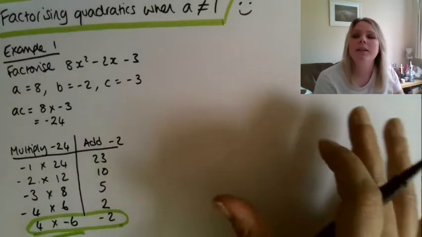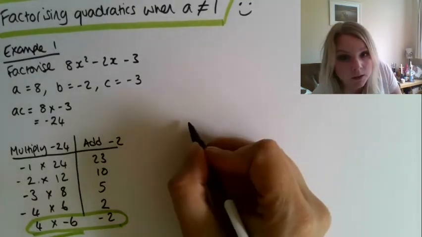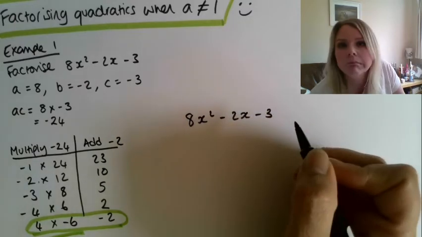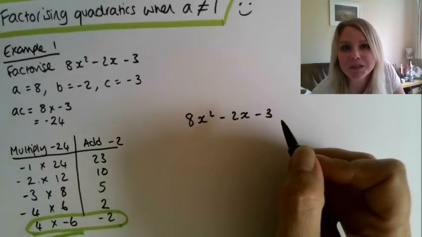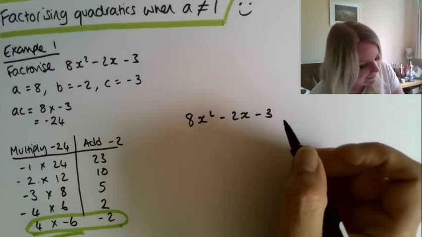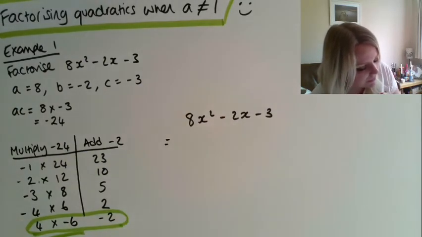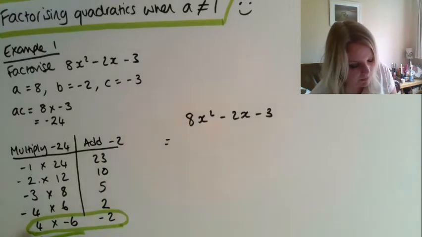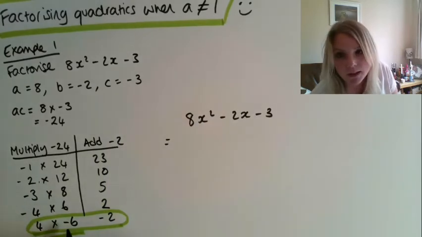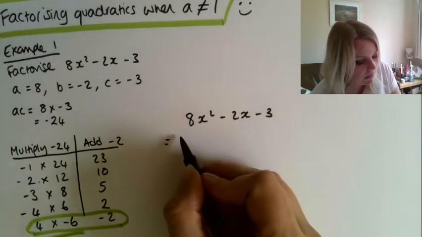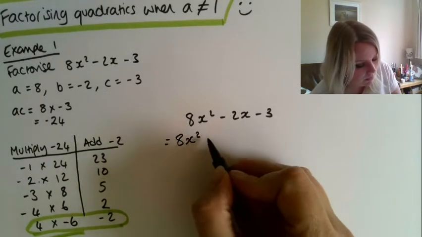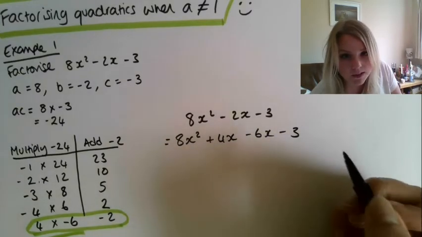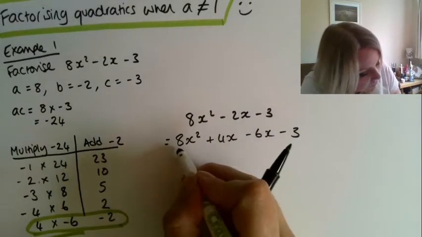Then write out your expression. So 8x squared minus 2x minus 3. I said equation, technically it's not an equation because there's no equal sign, sorry. And then remember all we do is take this minus 2x and split it up into 4x and minus 6x. So I rewrite this, 8x squared plus 4x minus 6x minus 3. Then look at the first two terms.